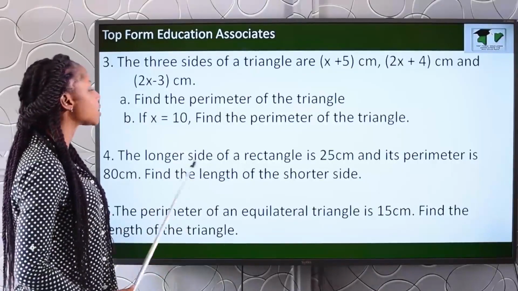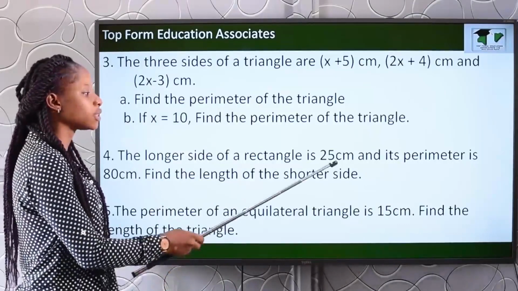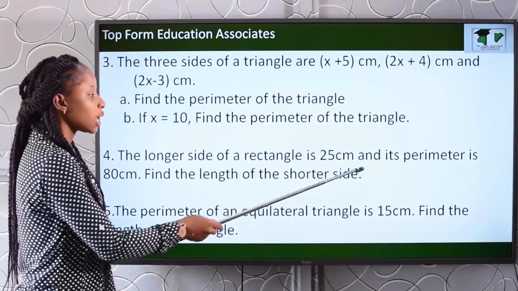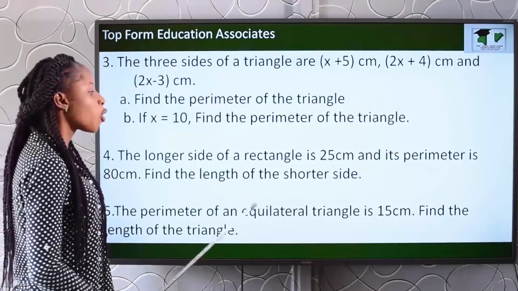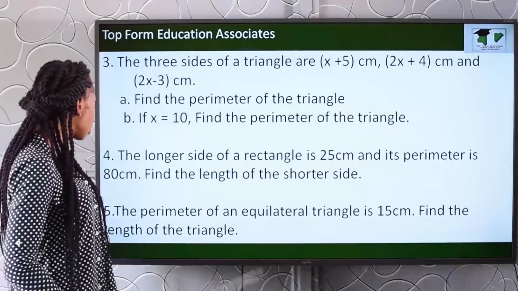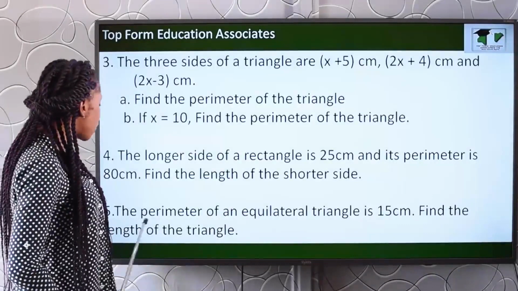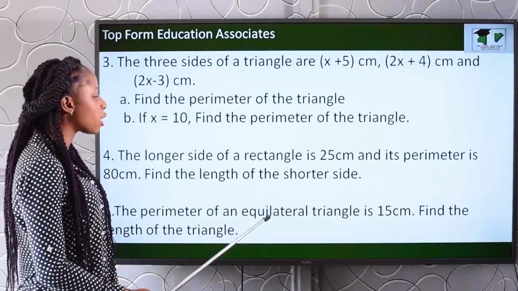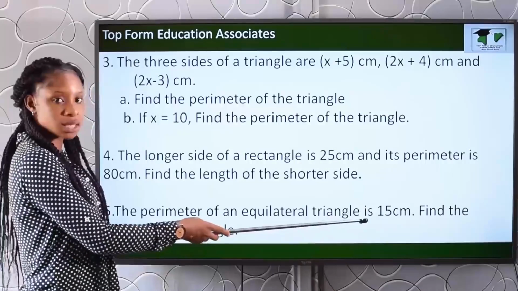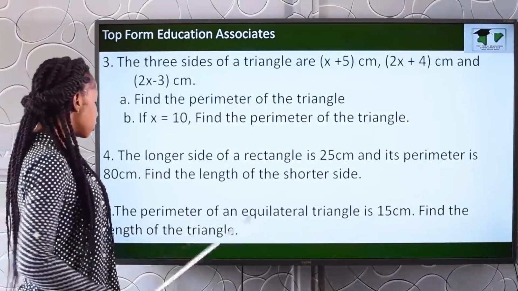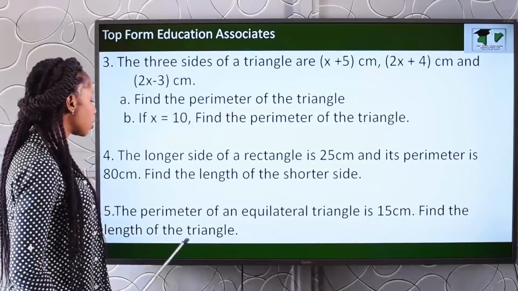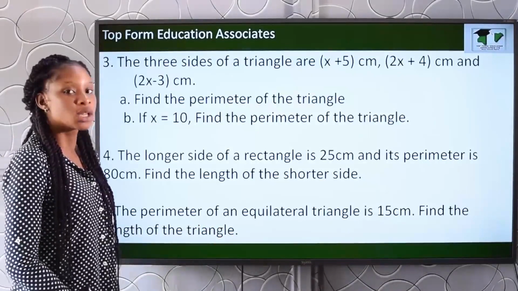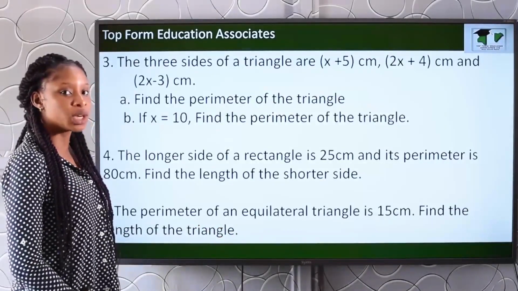Number 4, the longest side of a rectangle is 25 centimeters, and its perimeter is given as 80 centimeters. We're asked to find the length of the shorter side. You should know what to do. Number 5, the perimeter of an equilateral triangle is 15 centimeters. Find the length of the triangle. I will give us a few minutes to take up these evaluations.